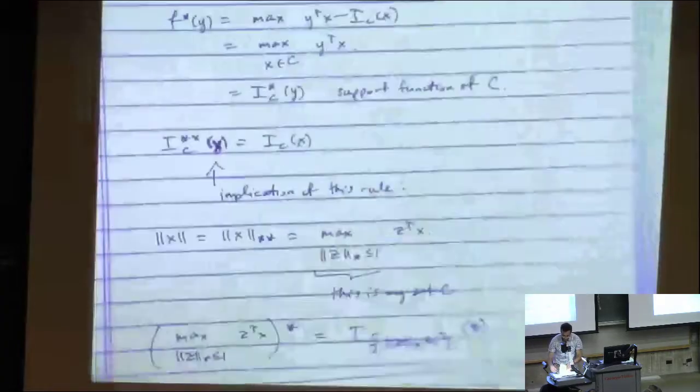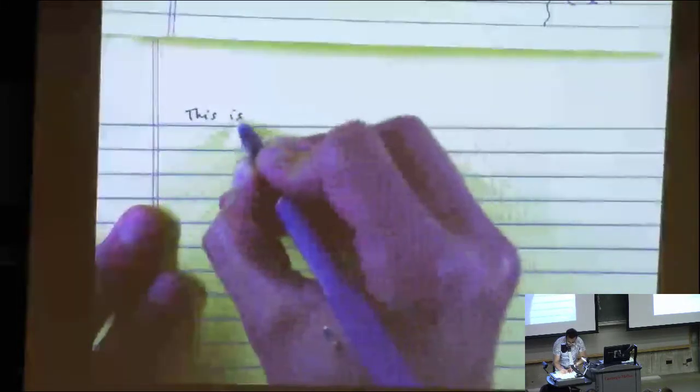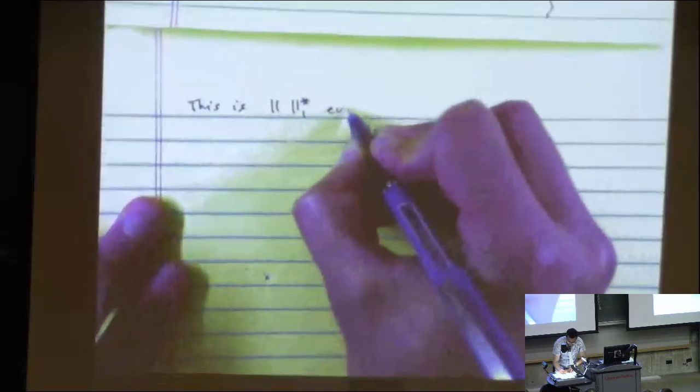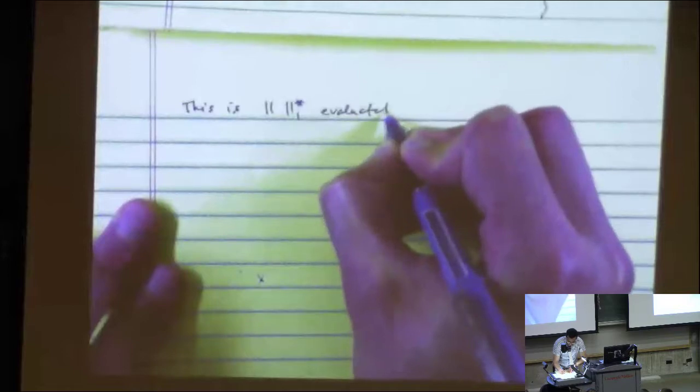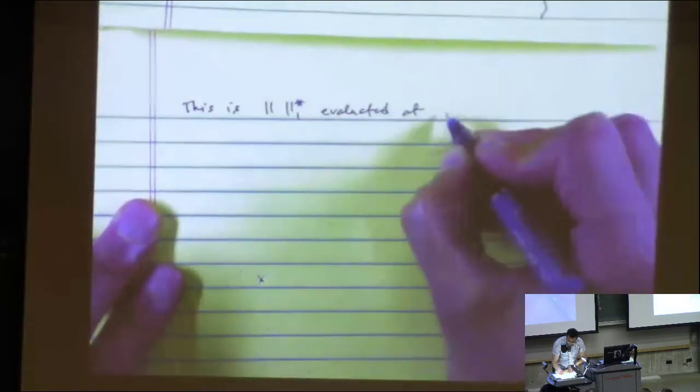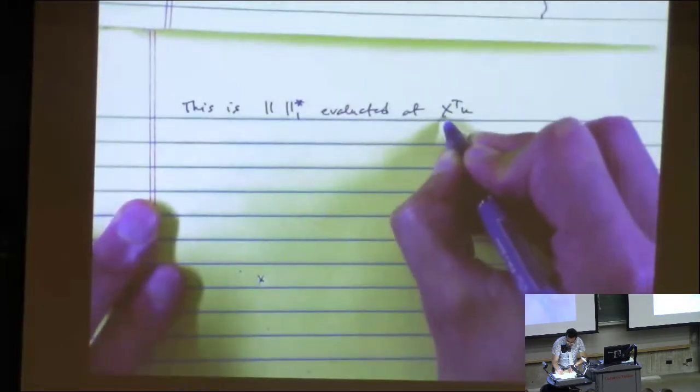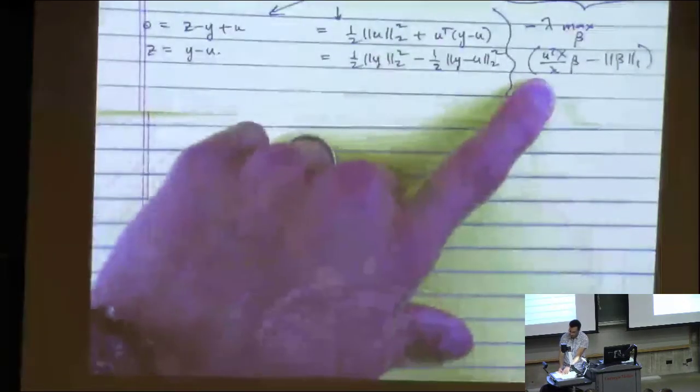So maybe I'll just write down here, this is the conjugate of the 1 norm evaluated at x transpose u over lambda. That was the vector whose inner product we were taking with beta in the linear part, right? Which is the argument for the conjugate.